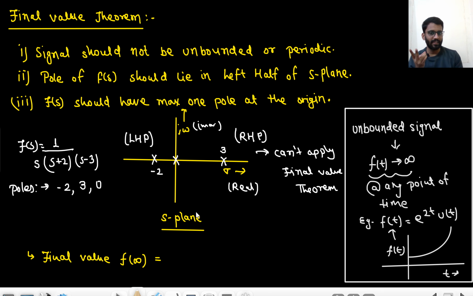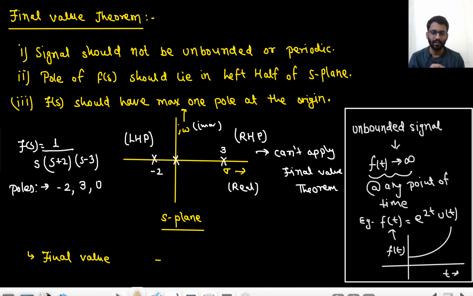If there are two poles at 0, origin means 0, this will not be allowed. Are you getting my point? Final value theorem will not be allowed if there are two poles at 0. Okay, so what is final value theorem?